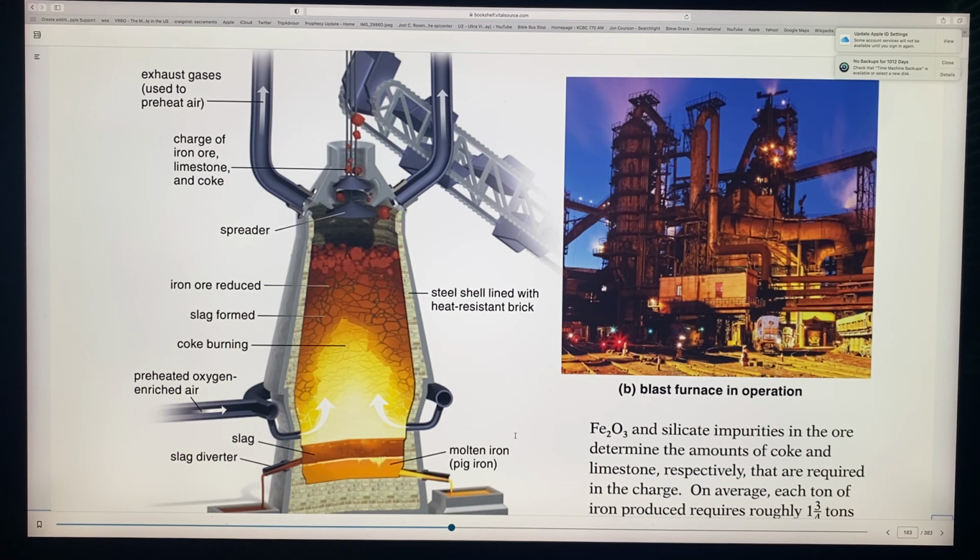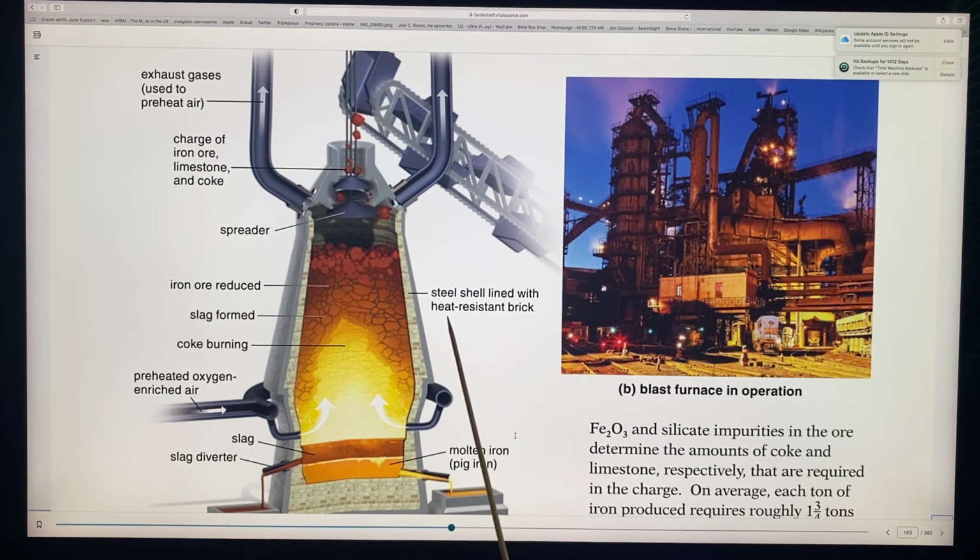So in the blast furnace, oxygen reacts with the coke, producing carbon monoxide at temperatures of 1,900 degrees centigrade. And so you'll have the carbon and the oxygen bringing out the iron from the ore. So the molten iron sinks to the bottom. You can see here the molten iron.